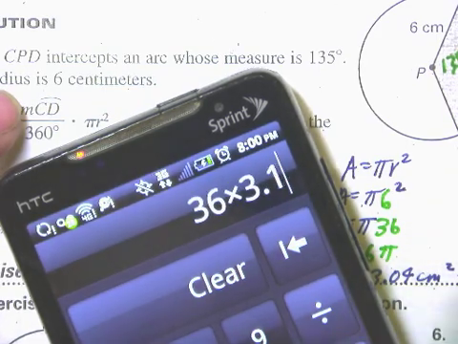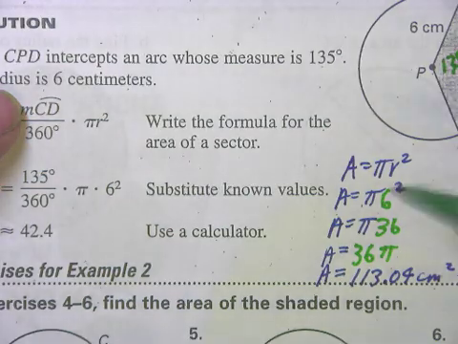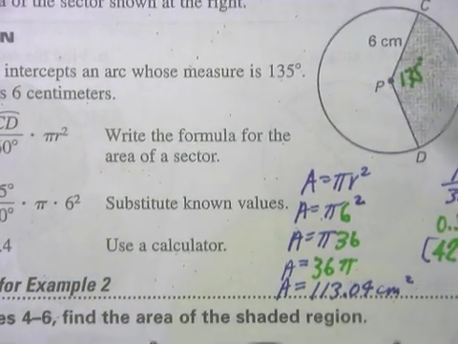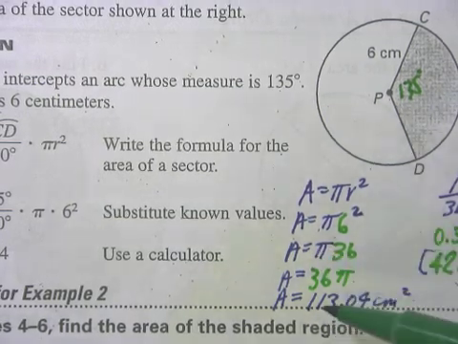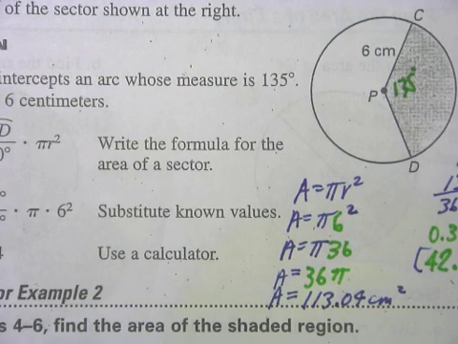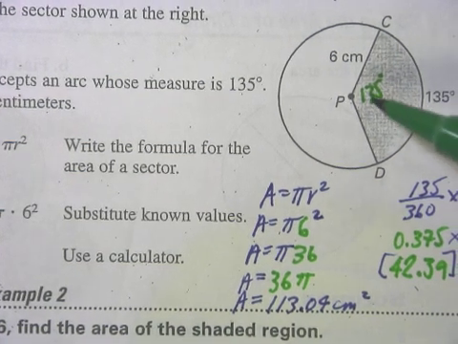So let's take a look here. It's 36 times 3.14, and the area is 113.04 centimeters squared. So the area of the entire circle is 113.04. Well, this question is not asking me for the area of the entire circle. It's only asking me for this little sector right here, this portion of it.